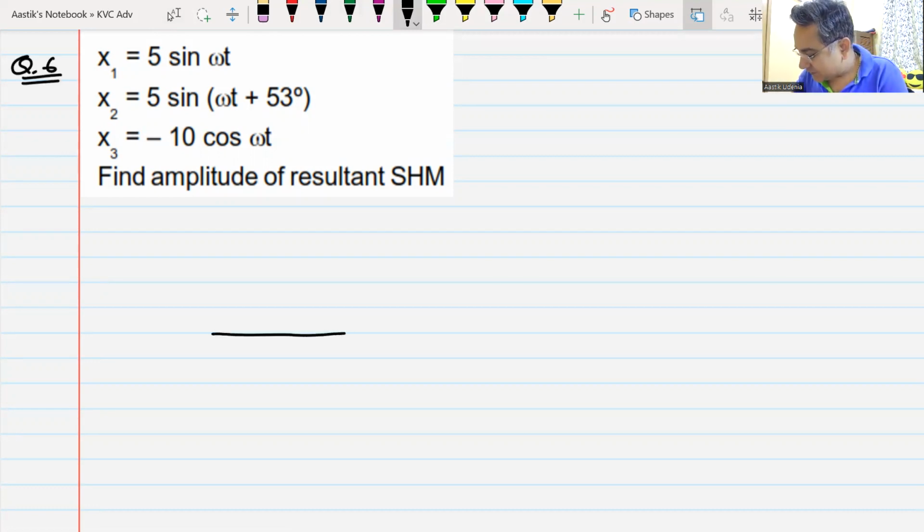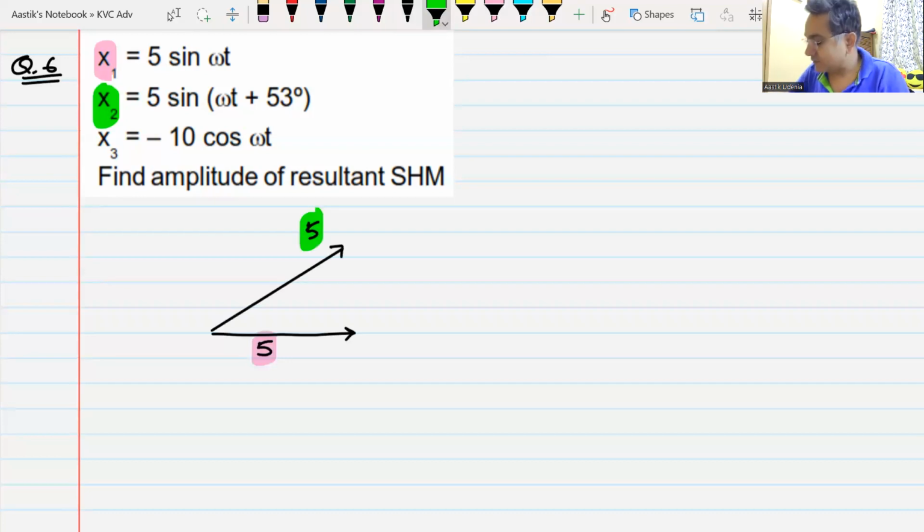The first phasor I'm going to draw is for 5. This is the pink phasor. Do we understand the pink phasor? Yes, sir. Then the next phasor that I'm going to draw is the green phasor. The green phasor goes like this. How much is this angle for the green phasor? 53 degrees.